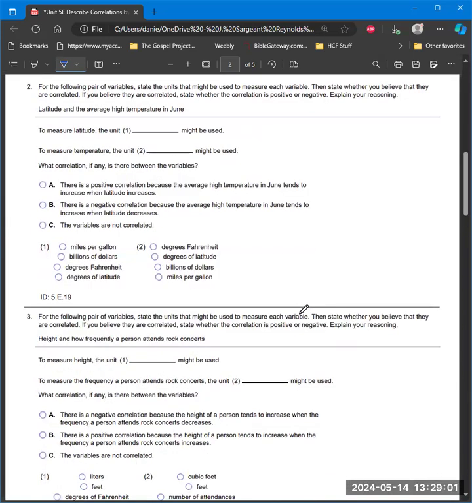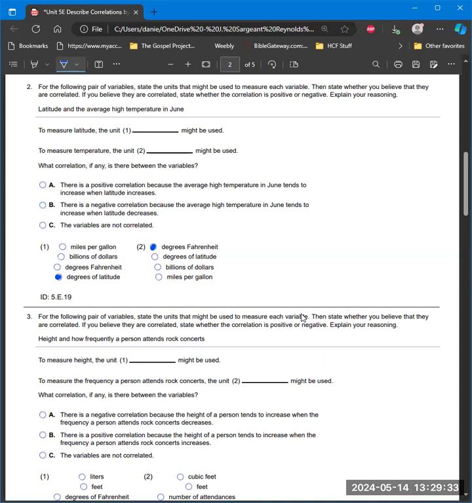For the following pair of variables, state the units that might be used to measure each variable, then state whether you believe that they are correlated. If you believe they are correlated, state whether the correlation is positive or negative. To measure latitude, the unit degrees of latitude might be used. To measure temperature, the unit degrees Fahrenheit might be used.